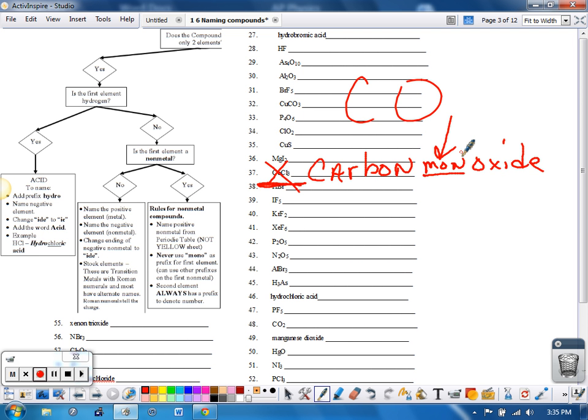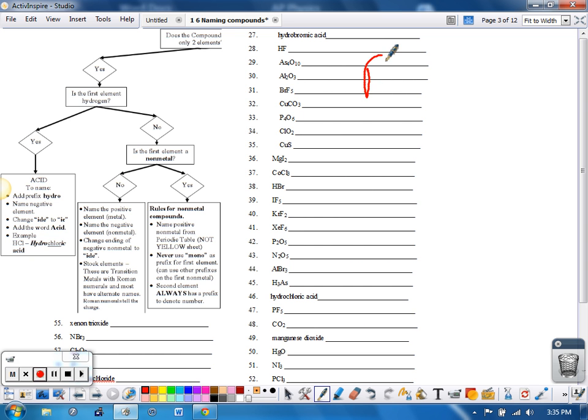We don't put M-O-N-O-O-X-I-D-E. We put M-O-N, just like your English teachers tell you with a prefix. If it ends in a vowel and the root word begins with a vowel, you normally leave off the vowel on the prefix. It isn't always 100% that way in chemistry, but it is a lot of the time. All right, let's do another. P2O5.